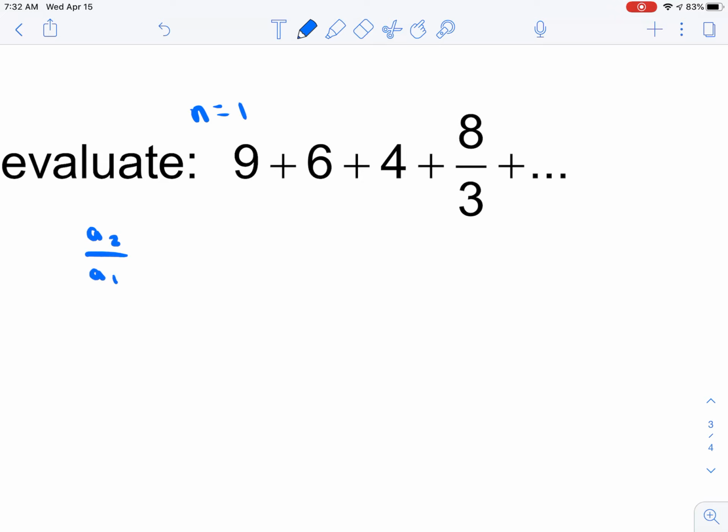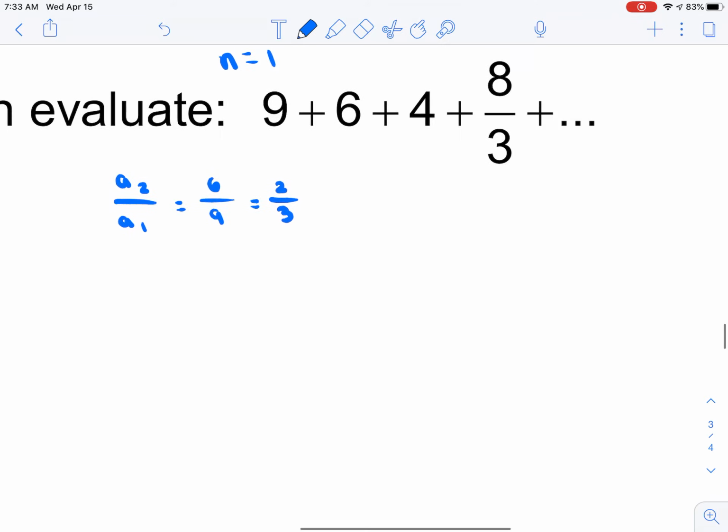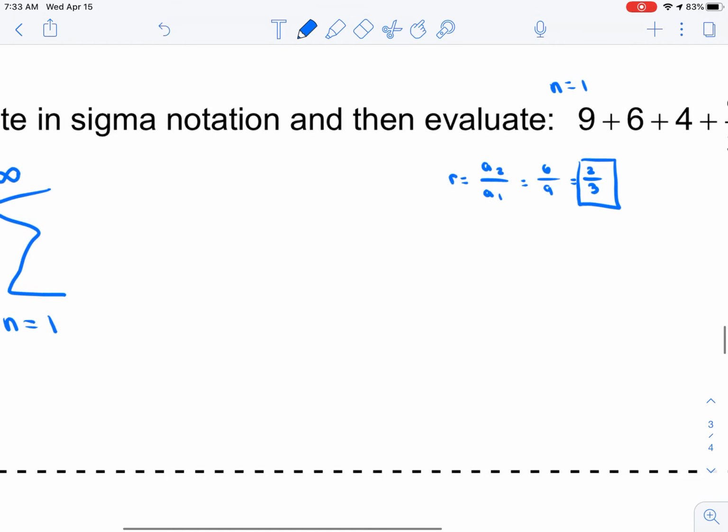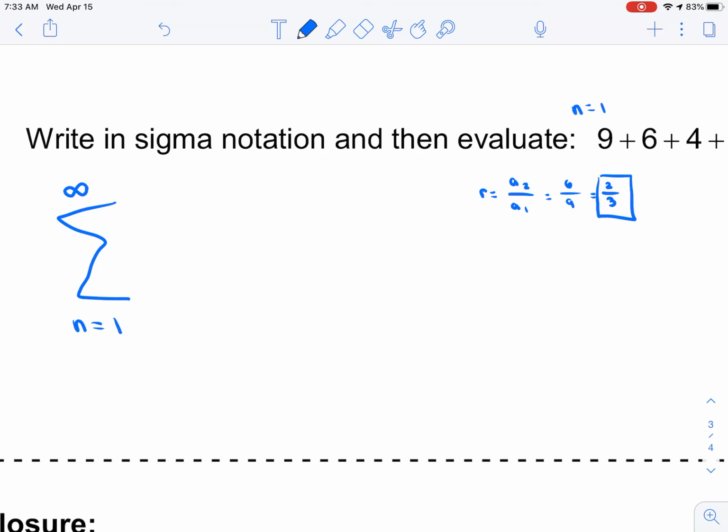So the trick is take the second term and divide it by the first. Notice that gives me 6 divided by 9, which if I reduce is 2/3. Now, if I take 9 and multiply by 2/3, notice that gives me 18/3, which reduces to 6. Now check to see if that works. If I take 6 and I multiply it by 2/3, that gives me 12/3, which gives me 4. So notice that it does in fact work, which means this problem is geometric and it has this common ratio of 2/3.